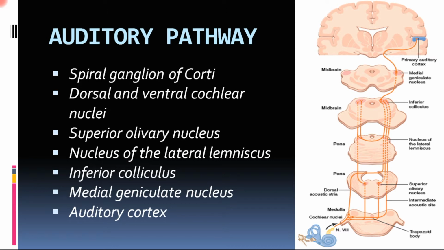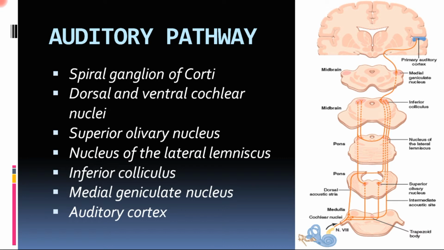The most important aspect of the auditory pathway is that the signals from one side of the inner ear, the cochlea, go majorly to the opposite side of the brain. So the left side cochlear signals go predominantly to the right side of the brain, and the right side cochlear signals go predominantly to the left side of the brain.